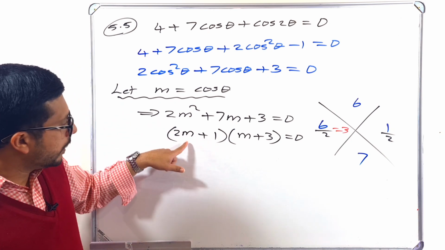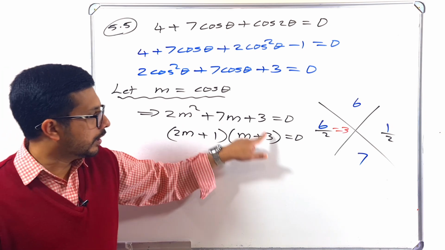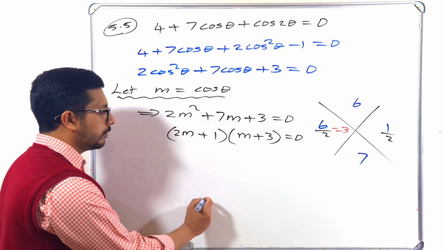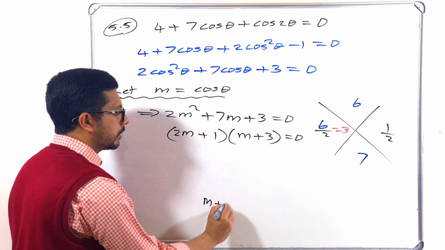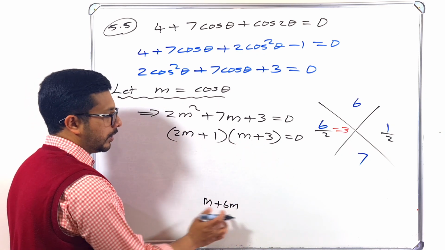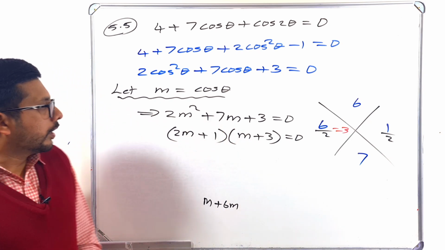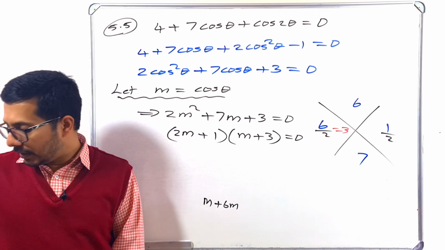So here look at this one. Is it correct? 2m into m is 2m square. 1 into 3 is 3. Then 1 into m is m. Then 2m into 3 is 2 into 3, 6, plus 6m. That means m plus 6m is 7m. So it's fine. So it is (2m plus 1)(m plus 3) equal to 0.